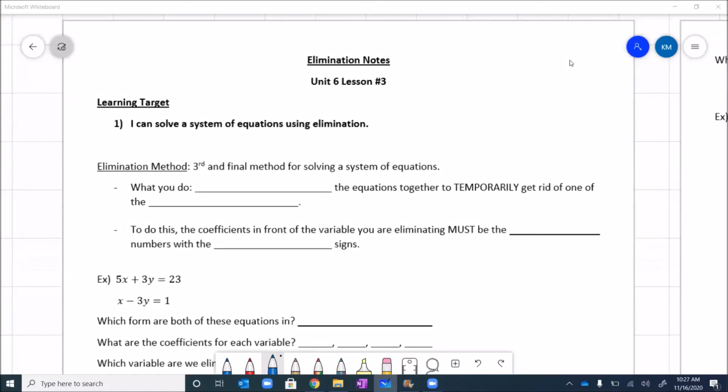Today we're going to look at elimination notes. At the end of this video, you should be able to solve a system of equations using elimination. Okay, the elimination method is the third and final method for solving a system of equations.